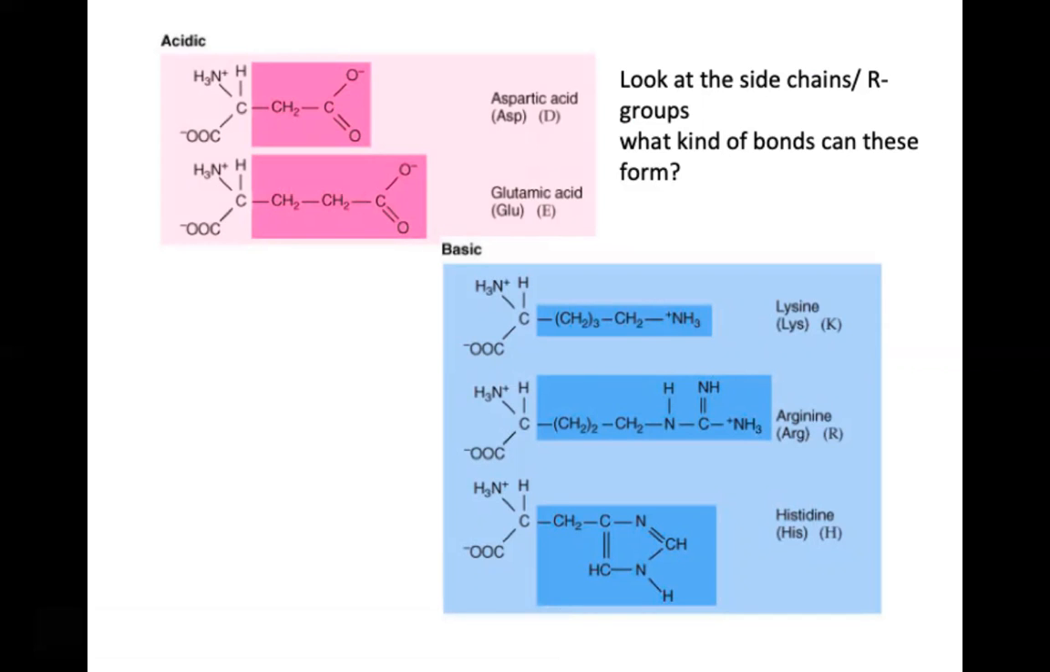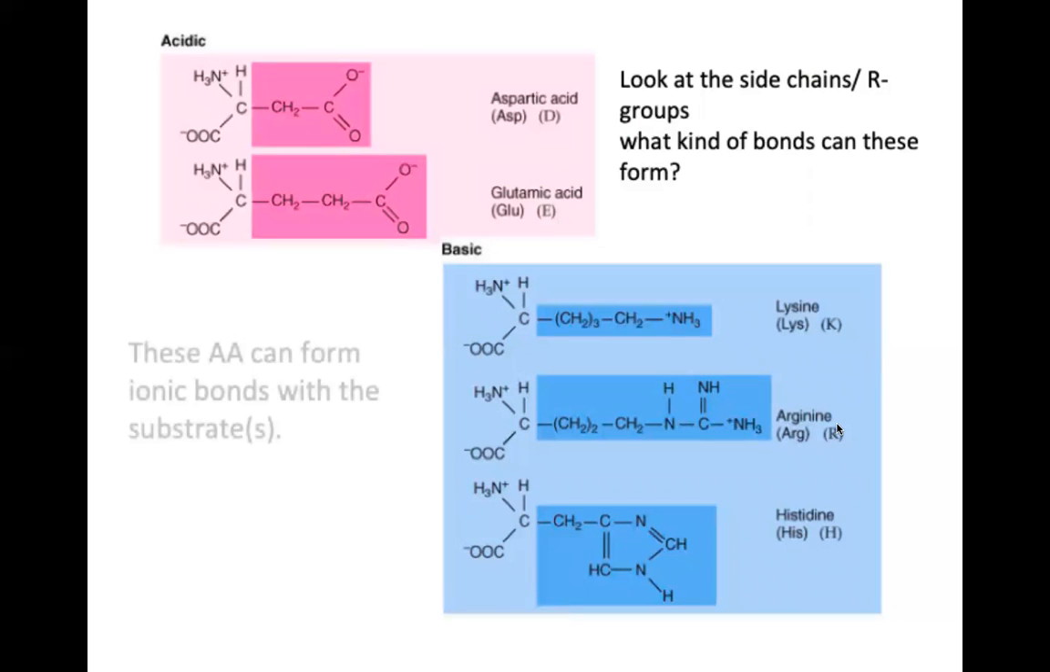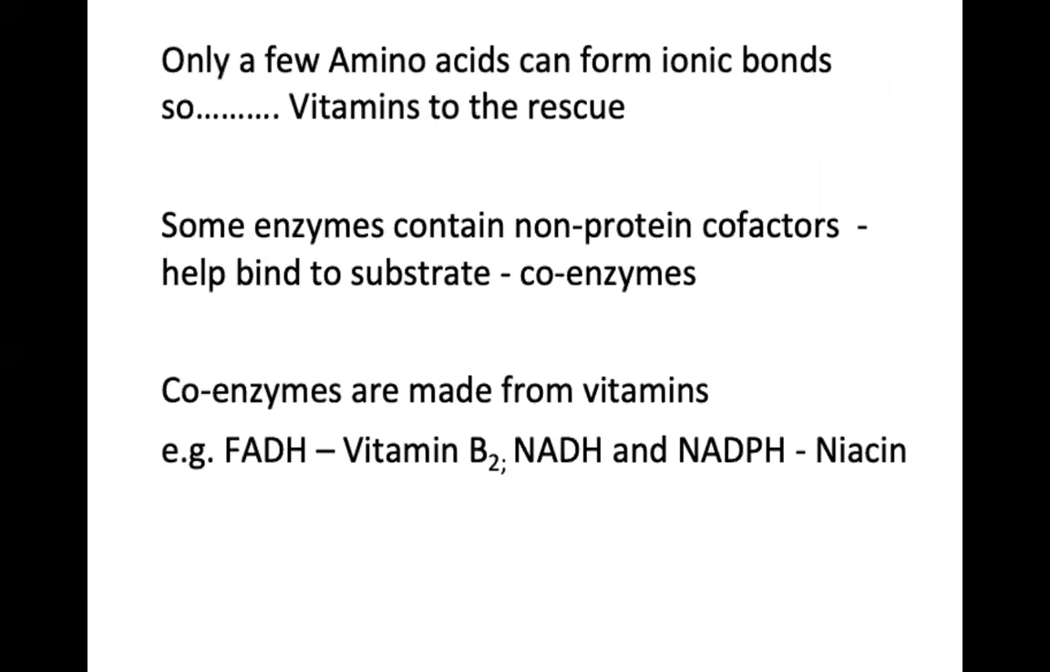Pause the video and think about it by looking at the side chains, the R groups, which are highlighted either in magenta or dark blue here. Hopefully you are able to figure out that these amino acids can form ionic bonds with the substrate because they are charged. Now, unfortunately, there's only few amino acids that can form ionic bonds.